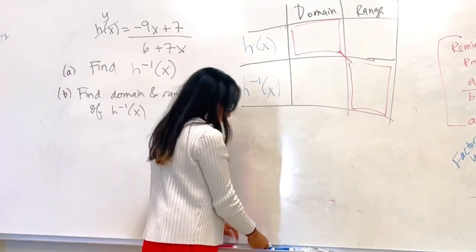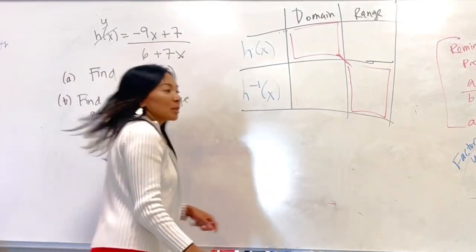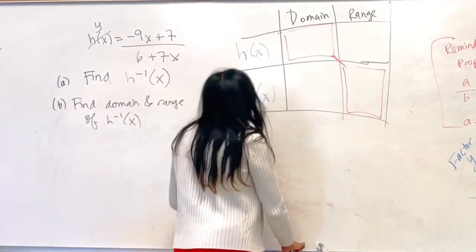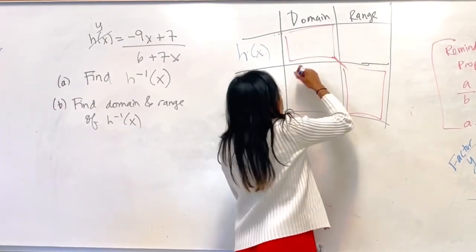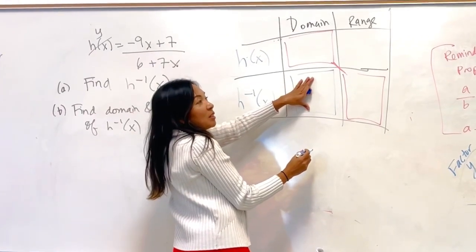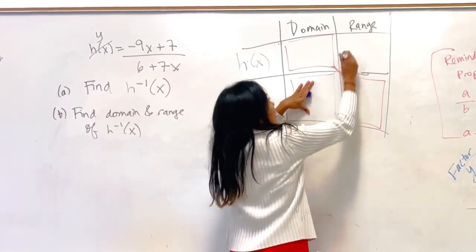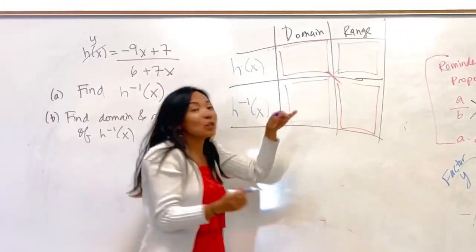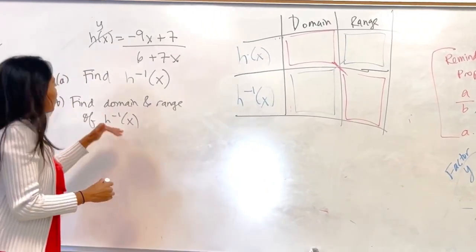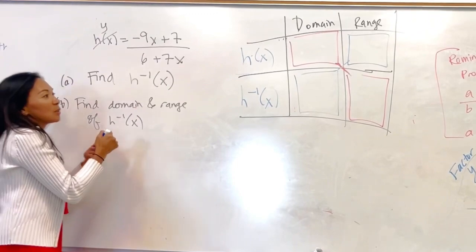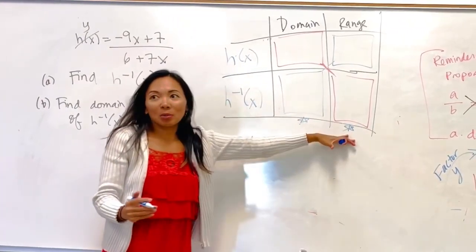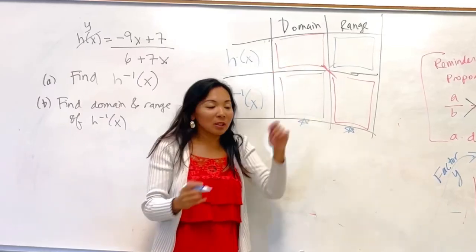Same story here. If I know the domain of this, guess what I'm going to know? The range of that. So really, if you know 2 boxes, you can fill out all 4 boxes. So here they ask me, what is the domain and range of h inverse? So I want to know these 2. That's what they're asking me in this problem. They could ask you domain and range of anything.